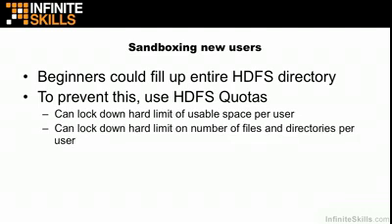We can also lock down a hard number of files and directories per user. This is especially important when you consider how much data you can fill up in the name node. If you remember, each one of those files and directories requires about 150 to 200 bytes of memory space in the name node. Locking down on a per user basis the number of files and directories that a single user can use keeps that single user from filling up the name node's memory.